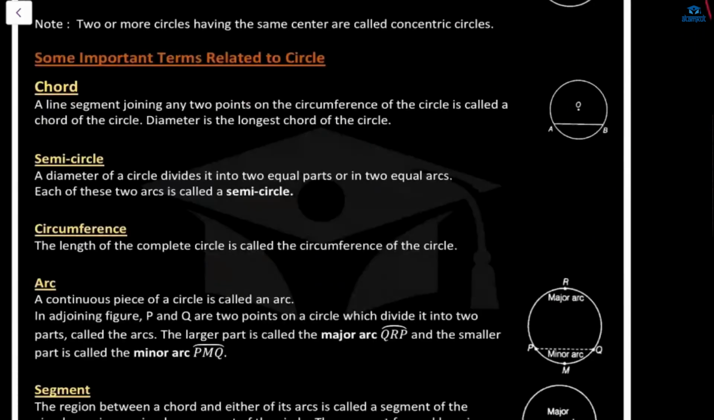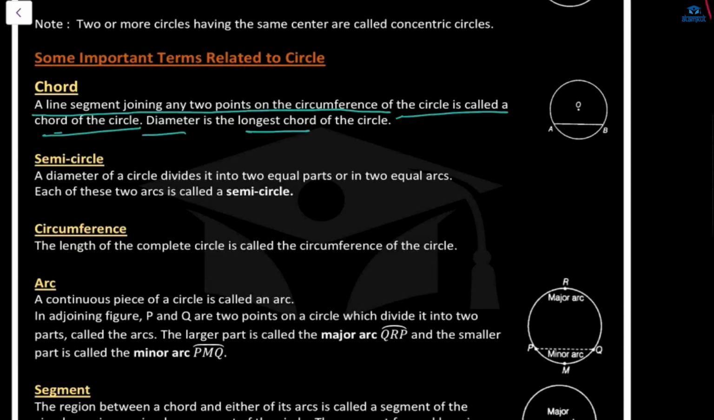The definitions are all given here. A line segment joining any two points on the circumference of a circle is called a chord. Understood? And the diameter is the longest chord of a circle.